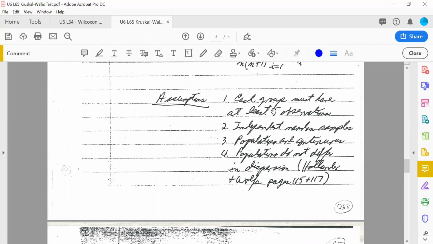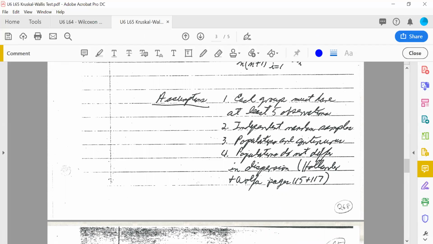All right, no big deal, at least 5 numbers in each. Independent random samples. Okay, the populations are continuous. That just means they can be ranked. They do not differ in dispersion. It doesn't mean that they have the same variance. It just means that they kind of look alike.